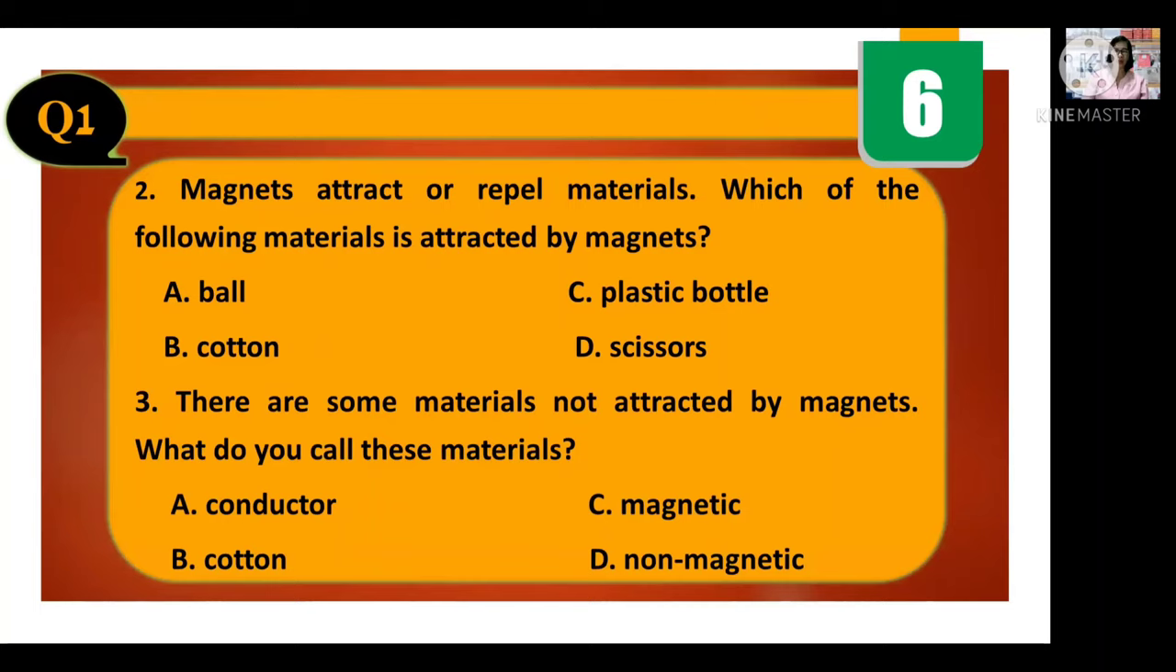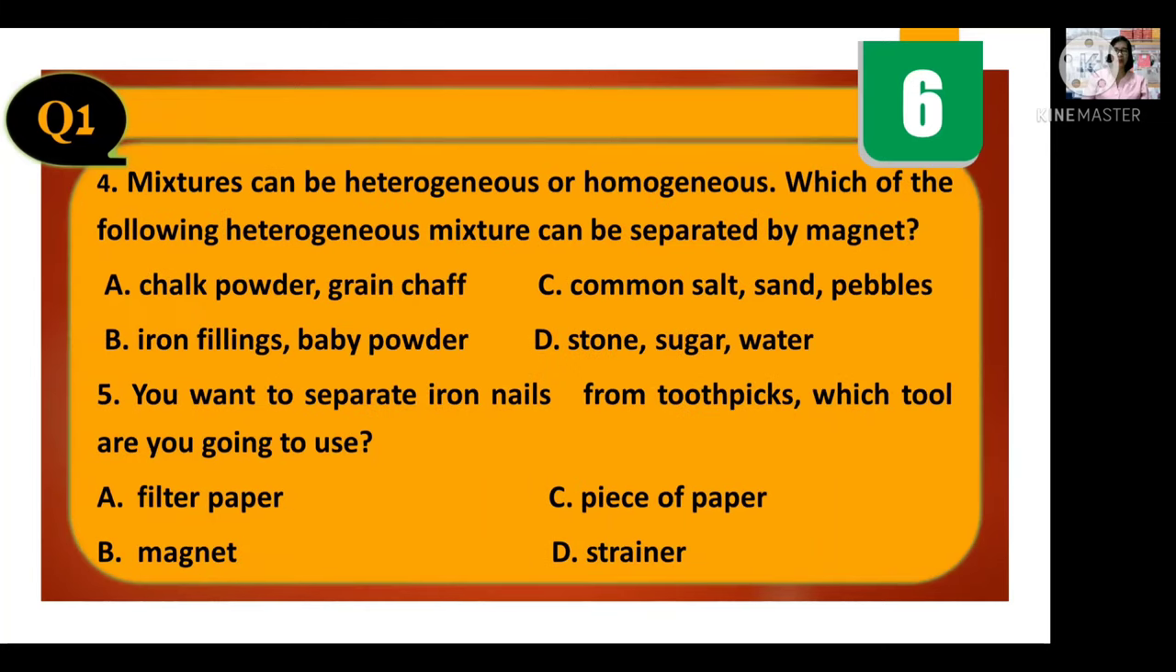Which of the following materials is attracted by magnets? A, ball. B, cotton. C, plastic bottle. Letter D, scissors. Number three, there are some materials not attracted by magnets. What do you call these materials? A, conductor. B, cotton. C, magnetic. D, non-magnetic. Number four, mixtures can be heterogeneous or homogeneous.